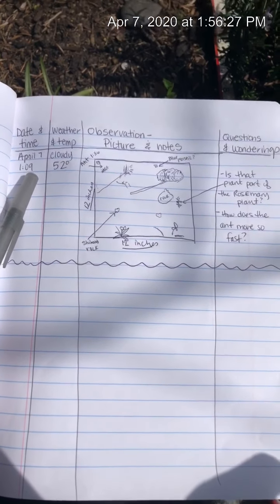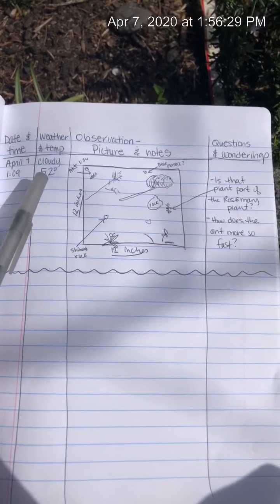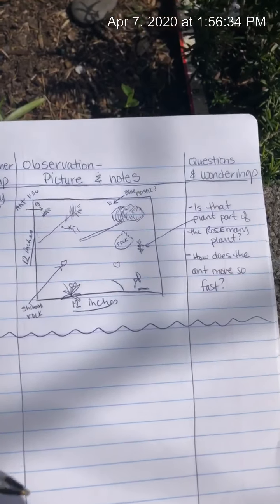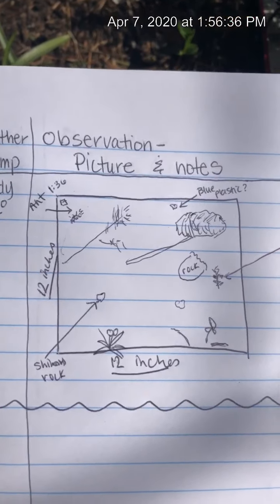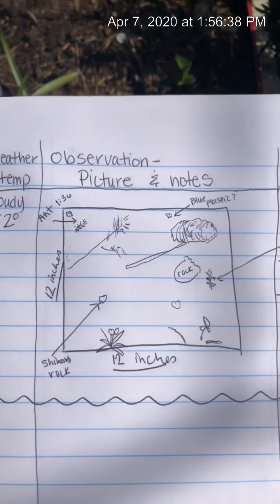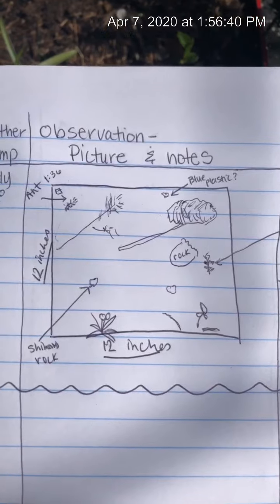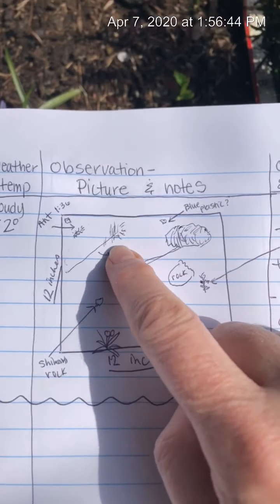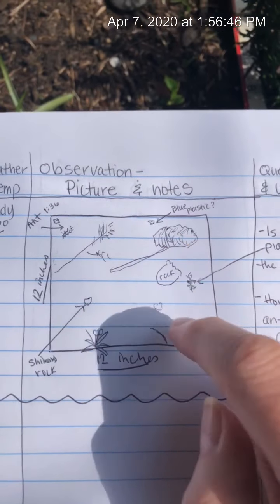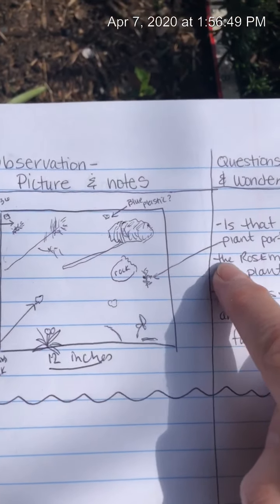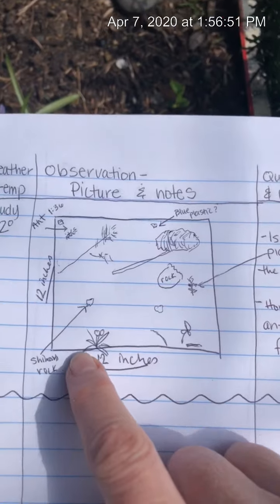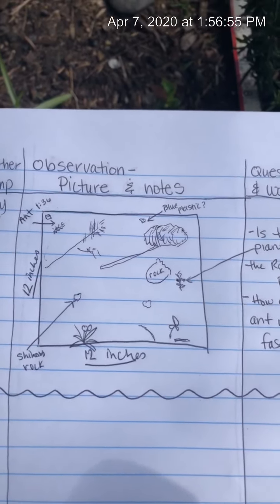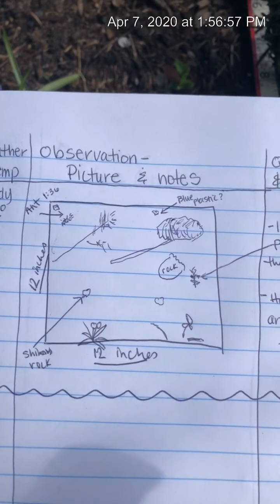So today, April 7th, it's a little after 1 o'clock. It was cloudy when I started, 52 degrees. And then I made a sketch. It's not really detailed. When I go inside, I'm going to use colored pencils and really give some detail to this. But I made sure I put the big things, the little blue bit, the pine cone, the rock, that plant. I also made sure that I put the dimensions of this because as a scientist, you want to make sure that you're having accurate records of what you were looking at.